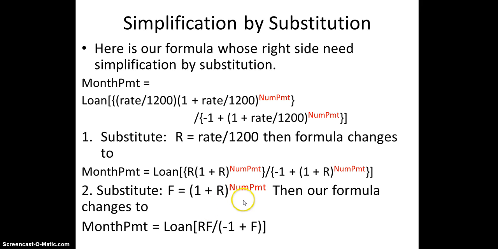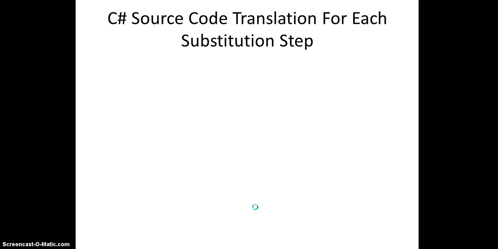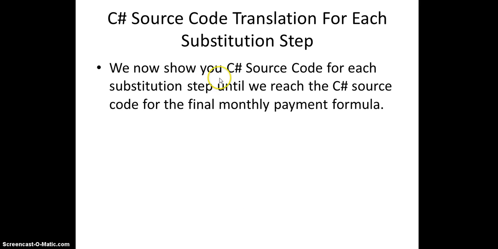So that's where we are so far. But now the next step is to convert this into a C-sharp expression, all parts of it into C-sharp expression. So now we show you C-sharp source code for each substitution step until we reach the C-sharp source code for the final monthly payment formula, because after all we have to write a C-sharp program using this formula. And the table in the next slide shows us that.